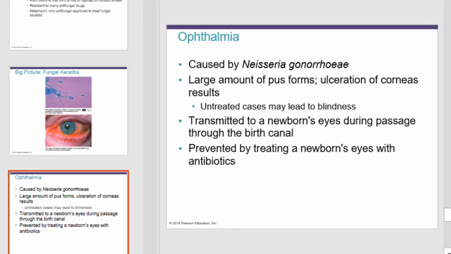Ophthalmia is caused by Neisseria gonorrhoeae. Large amounts of pus form in ophthalmia, and the cornea can even become ulcerated. If ophthalmia caused by Neisseria gonorrhoeae is left untreated, it can cause blindness. Neisseria gonorrhoeae is a sexually transmitted disease, and it can be passed from mothers to their newborn children. It's transmitted to a newborn's eyes during the passage through the birth canal. It can be prevented by treating a newborn's eyes with antibiotics.